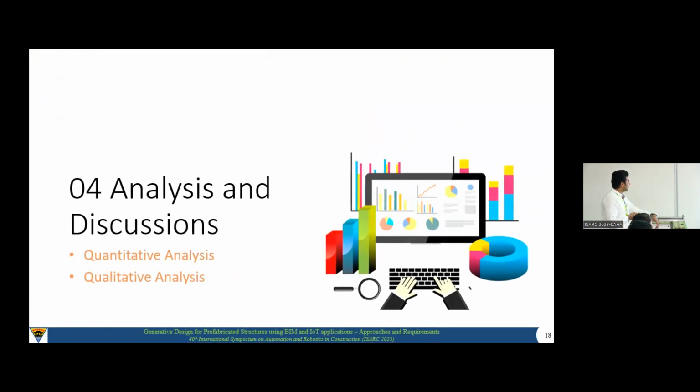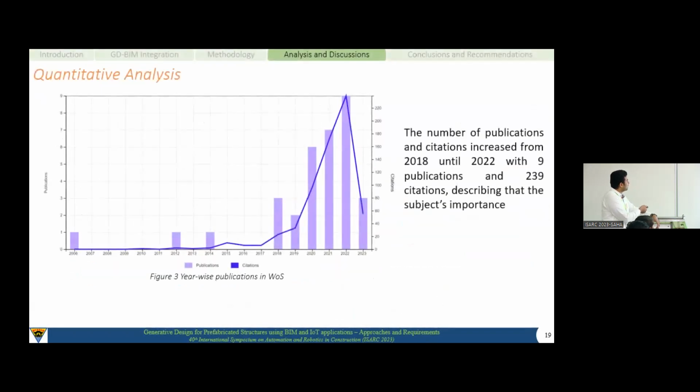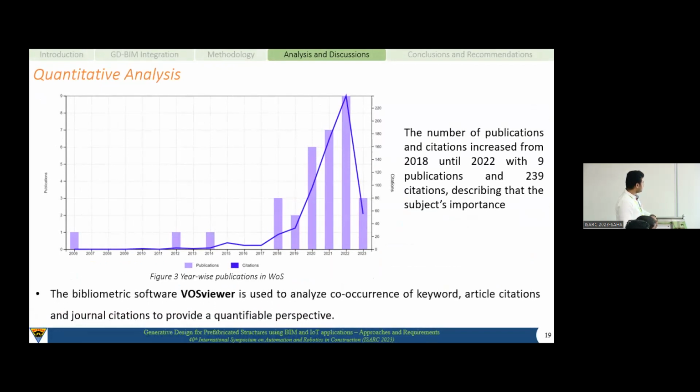So coming to the analysis part, here is the trend of PC using GD and BIM. We could see that in recent years there are a lot of publications related to GD-BIM integration in PC. We could say there were more than 9 publications in the year 2022.